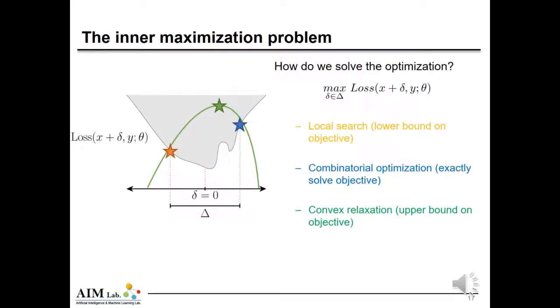In particular, we actually can solve the inner maximization problem using combinatorial optimization. Here, we don't exactly solve the inner maximization problem in the multi-class case, but we can determine exactly whether or not an adversarial example exists within a certain radius.